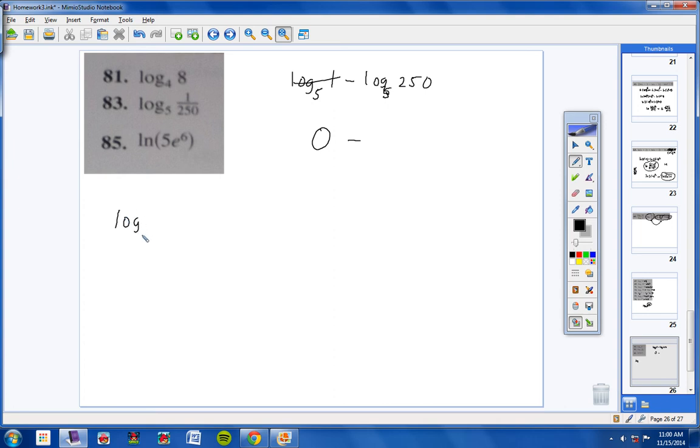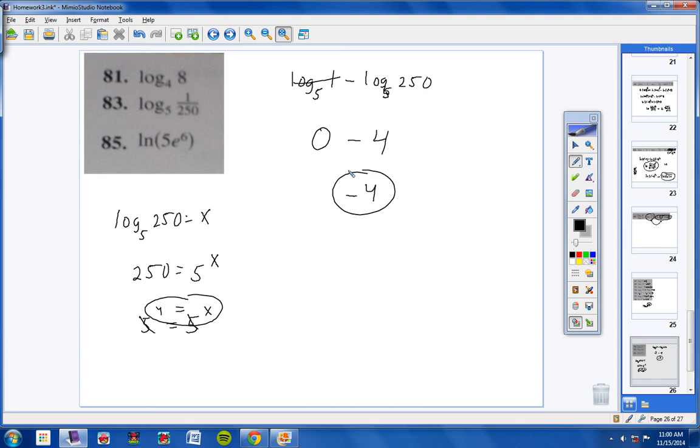This will be pretty easy, guys. 250 equals 5 to the x. And if you use your calculators, you'll see 5 to the 4th power equals 250. Cross off your 5's, 4 equals x. So we have 0 minus 4. The answer is negative 4. Okay, that's number 83.